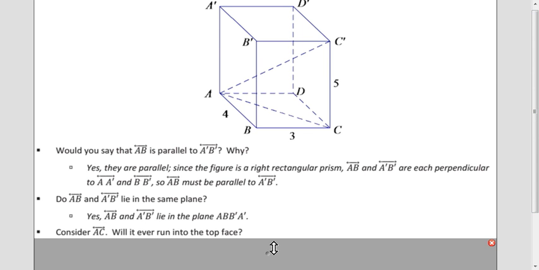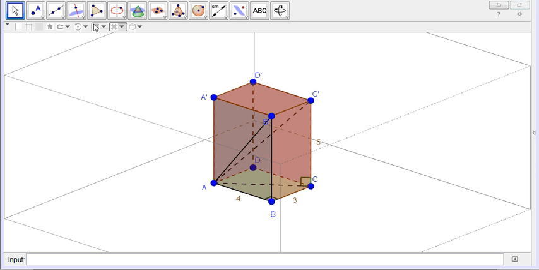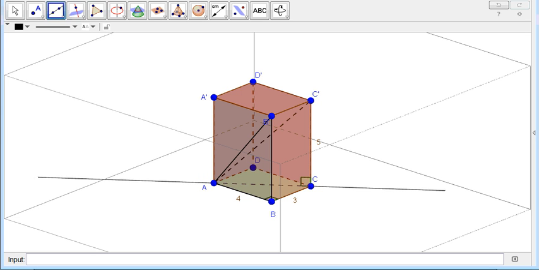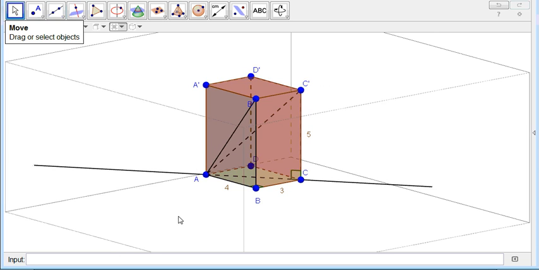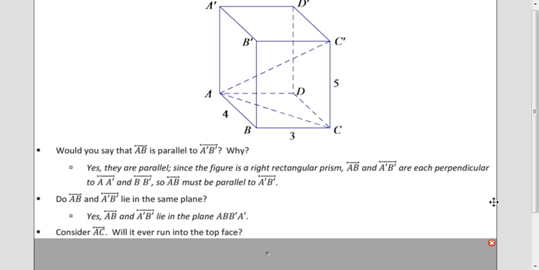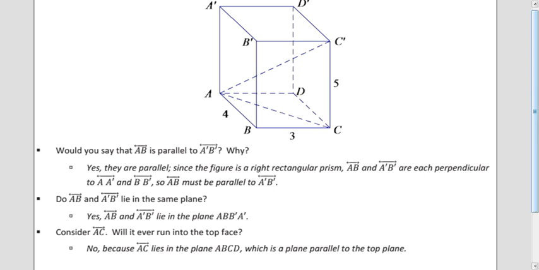And will line AC ever run into the top face? Well, if we look at our model, it doesn't appear to be true. That line doesn't look like it's ever going to cross that face, so no. And those faces are parallel, so that will never cross.